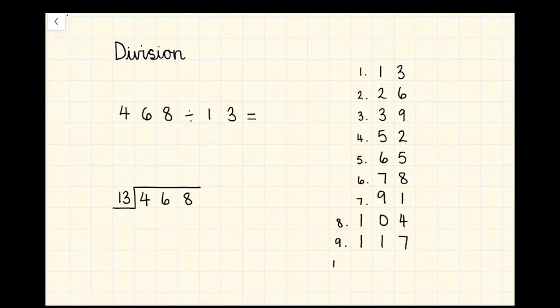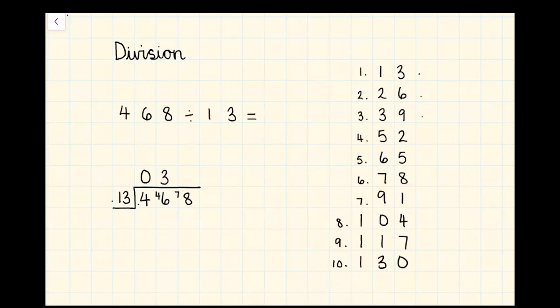Then what we're going to do is complete the bus stop method as normal, but use the list of multiples to help us. So we ask ourselves, how many times does 13 go into 4? It goes in 0 times with a remainder of 4. Then we ask, how many times does 13 go into 46? I'm now going to use my list by counting down the numbers, and I can see that 3 13s are 39. So it goes in 3 times. I then need to work out what the remainder is. So between 39 and 46, we've got 7.